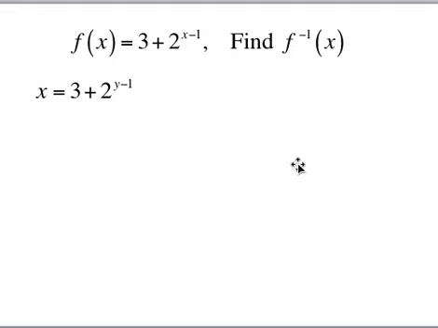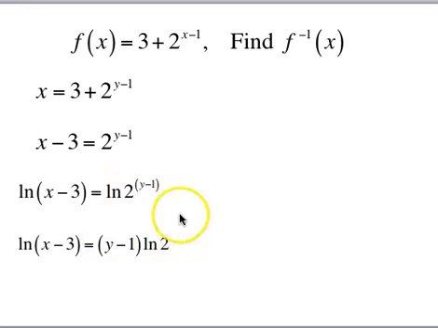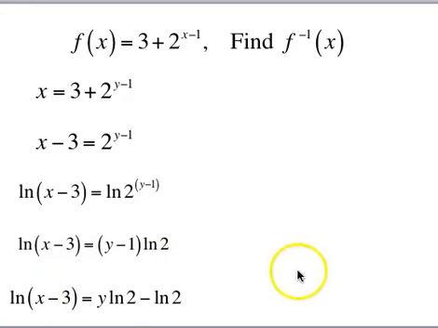So we're starting with this. Let's subtract 3 from both sides first. So x minus 3 is 2 to the y minus 1. Let's hit both sides with a natural logarithm. So natural log of x minus 3 is natural log of 2 to the y minus 1. Pull this y minus 1 exponent down front. Natural log of x minus 3 equals y minus 1 times natural log 2. Distribute: y times natural log 2 minus 1 times natural log 2. Then I have to solve for y, so I'm going to need to add natural log 2 to both sides.